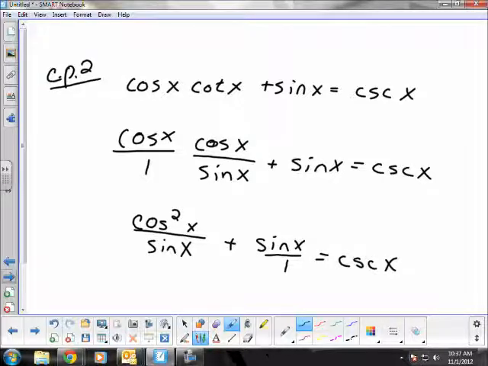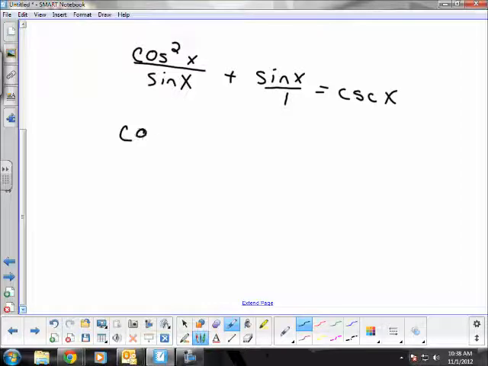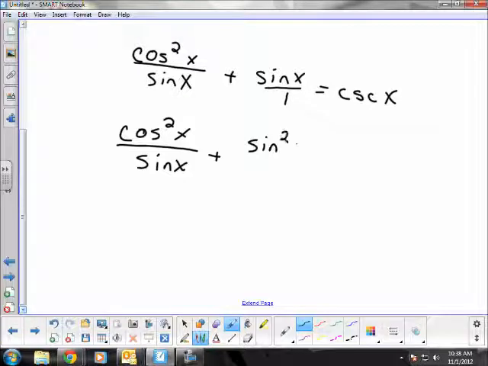Now, what do I need to do? Remember, I'm trying to simplify this one side. I don't want it to have two different things, two different fractions. So how do I take two fractions and make it one fraction when I've got an addition between them? It has to have the least common denominator. What is my common denominator in this case? The sine of x. So the first term, cosine squared of x over the sine of x, is fine. But what do I have to do to this second one? Make it sine squared of x over the sine of x, because I need to multiply the top and the bottom both by that sine of x.